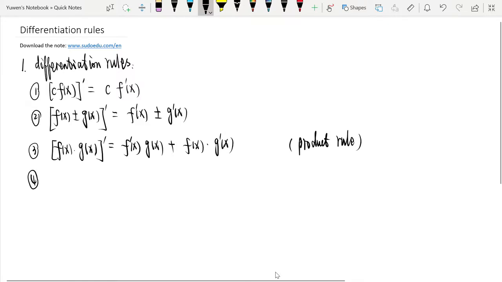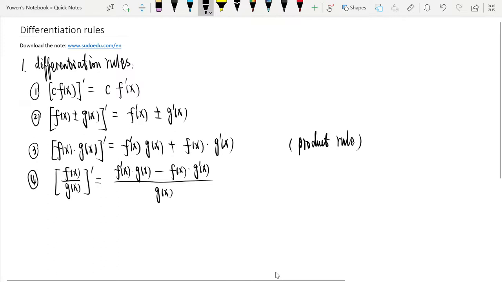And the fourth, f(x) over g(x), and take the derivative. That is the derivative of the numerator times the denominator, minus the numerator times the derivative of the denominator, over the square of the denominator. This is called the quotient rule. Now we prove those rules.